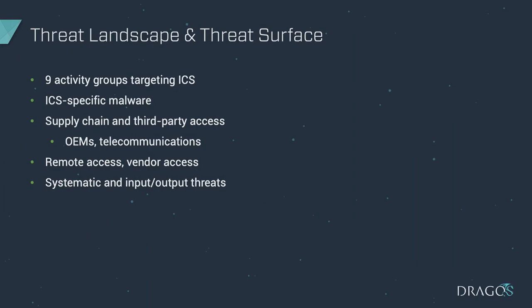So Dragos tracks 9 activity groups targeting ICS, OT. I don't want to give you a total threat briefing right now, but we do consider 2 to be fairly dangerous and capable. That would be Xenotime. That was the activity group behind the Trisis malware. So they've shown a lot of interest in creating very specific ICS-tailored malware to cause potential disruption.